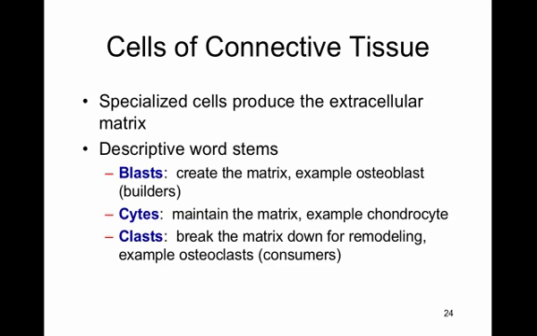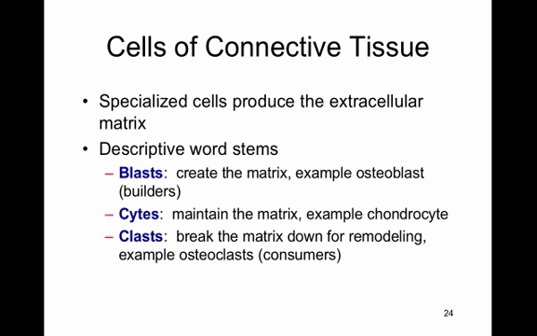The matrix is what surrounds the cell, made up of proteins and glycoproteins and stuff. Blast build, so they create the matrix. For bone, the matrix is made out of some collagen and then some mineral, and they are what put that all together around them.